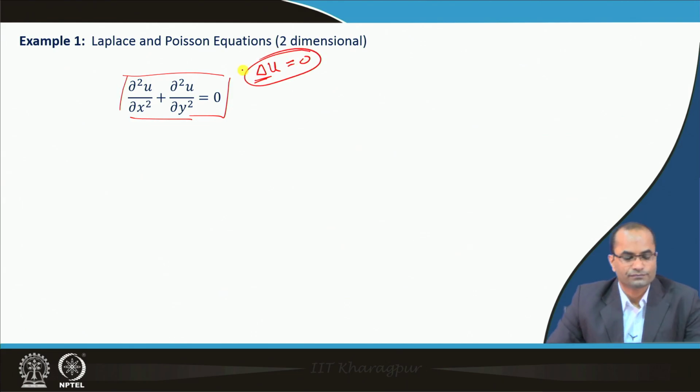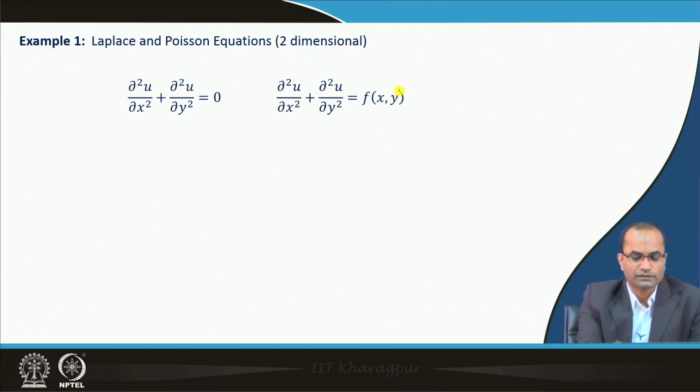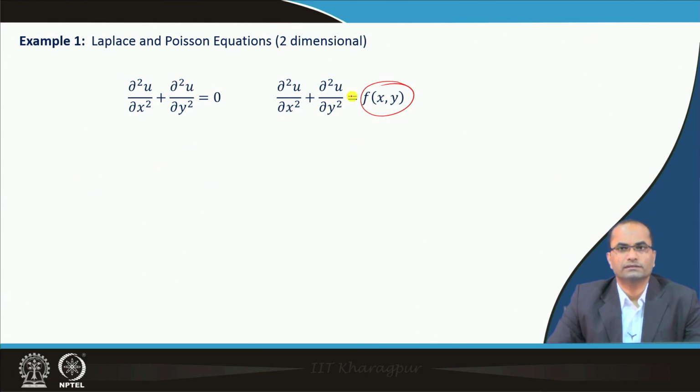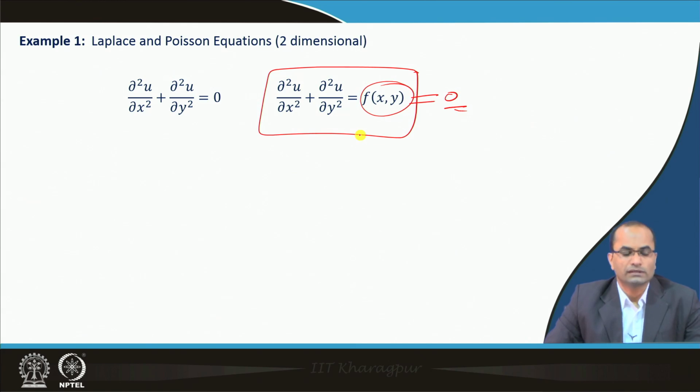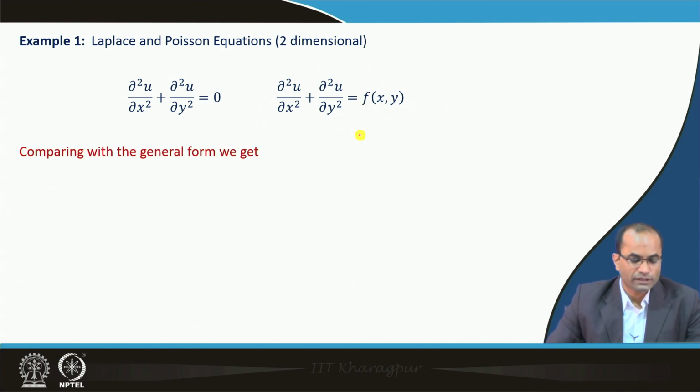This is the so called Laplace equation, and a slight variant of this equation, when the right hand side is not 0 but some function of x and y, is called the Poisson equation. This is the more general equation, and if we set this f(x, y) to 0, then it becomes the Laplace equation. If we compare with the general form which we have written in the previous slide, A was the coefficient of the second order derivative term, B was with the mixed term, and C was with the second order derivative with respect to the second variable.